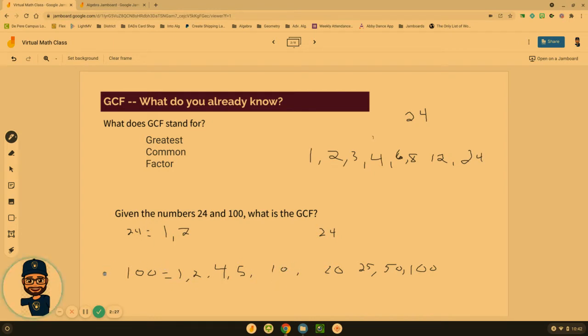So if we look at the list for 100 and we look at the list of factors for 24, we're trying to find the greatest or the largest one. If we look at that list, I think that number that they both share in common, there's the common part, is 4. So the greatest common factor of both of those is going to be 4. So that's really what we're looking for when we start to talk about greatest common factor.